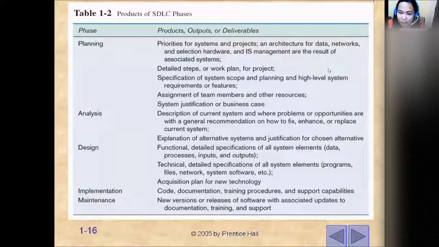Any question, class? Okay, so the products of the SDLC phases: we have the planning, the analysis, the design, the implementation, and the maintenance. It's the same as what was discussed earlier. Moving on to the next slide.